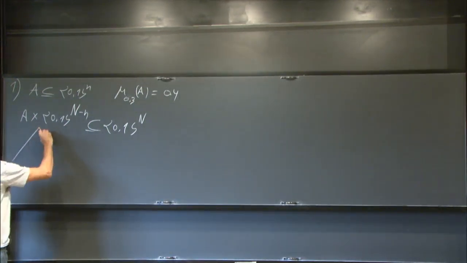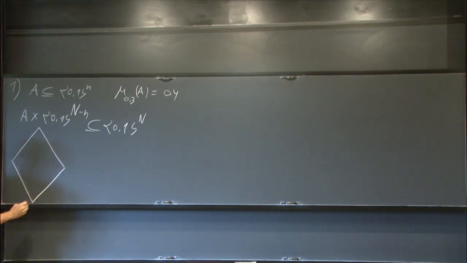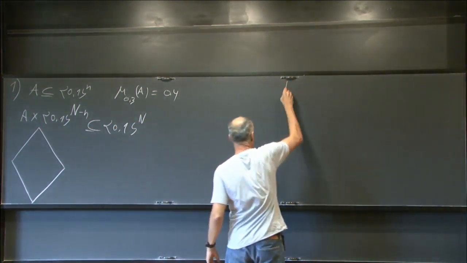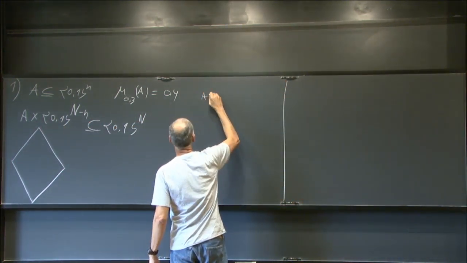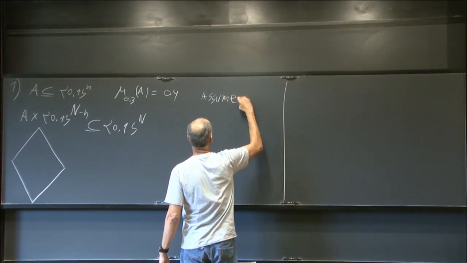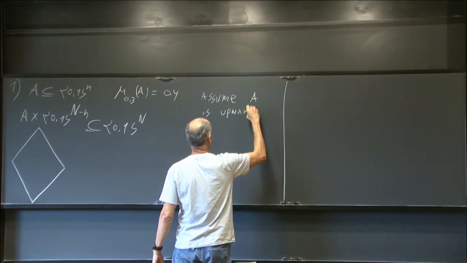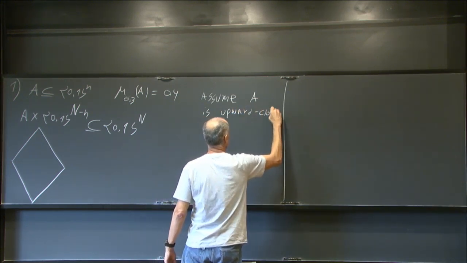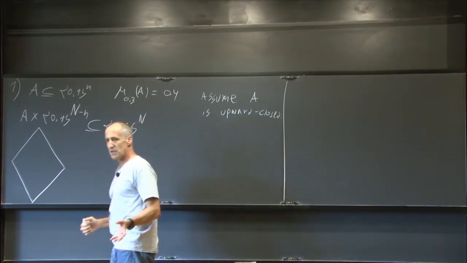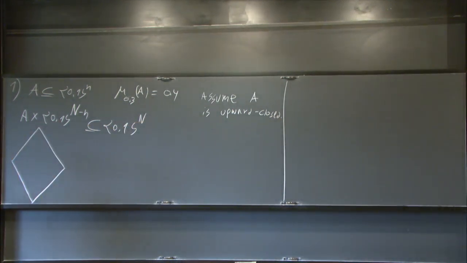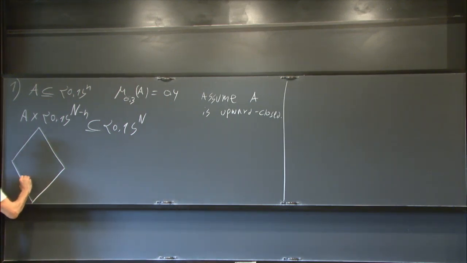Oh, and one more thing. In all these cases, we always may assume that A is upward closed. So if you have a set in A, add all its supersets. This will preserve the fact that it's an intersecting family. So since we're trying to give an upper bound on the size of A, you might as well assume that A is outward closed. So A looks something like this.